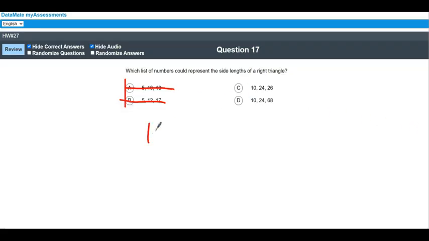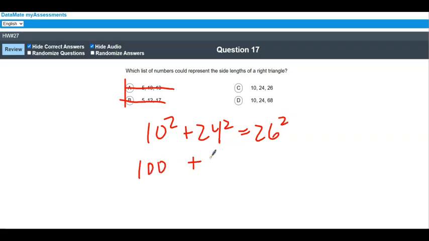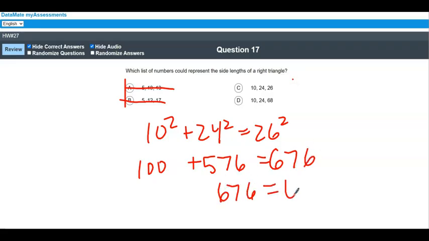Now we're going to try C. 10 squared plus 24 squared equals 26 squared. So is 100 plus 576 equal to 676? And that one is yes.